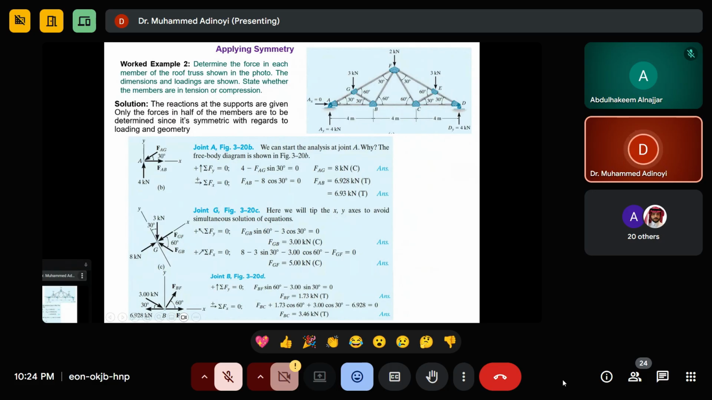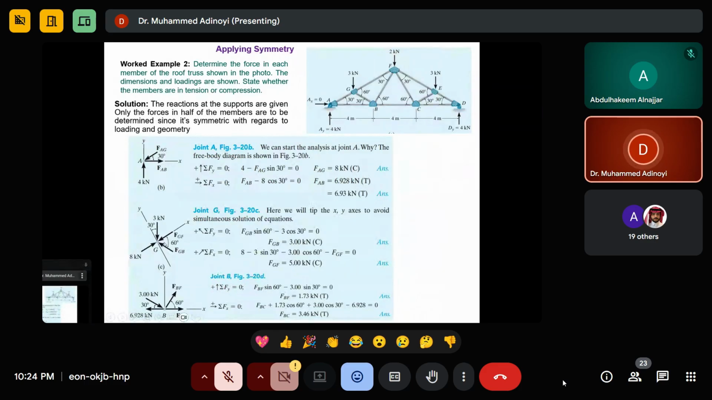So when we know this and we know this, we have a force here that we already know. So we move to this joint. Why don't we move here? We don't move here because we have 3 unknowns here: 1, 2, 3. So we come here and, the same thing, apply your equations of equilibrium.